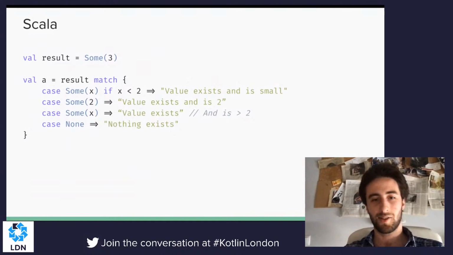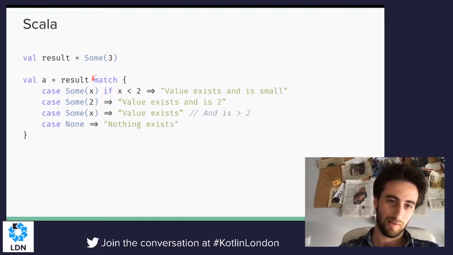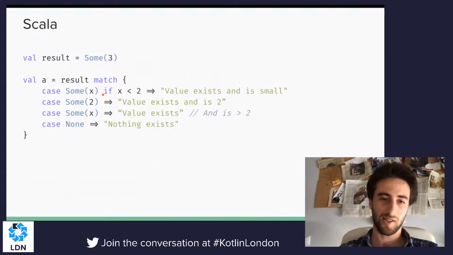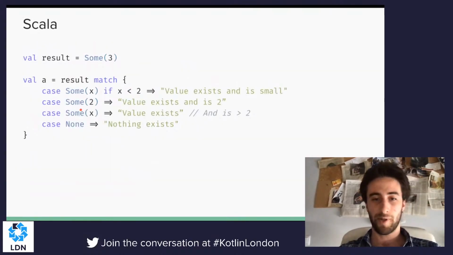So Scala does it very similarly. You could read Kotlin, you could still read this. We're just matching on result and extracting x from each of the matches. So Scala has guards, but it only has 1 at a time. Whereas here, we could kind of chain the guards and not have to rewrite some every time. Still very readable, 4 cases.